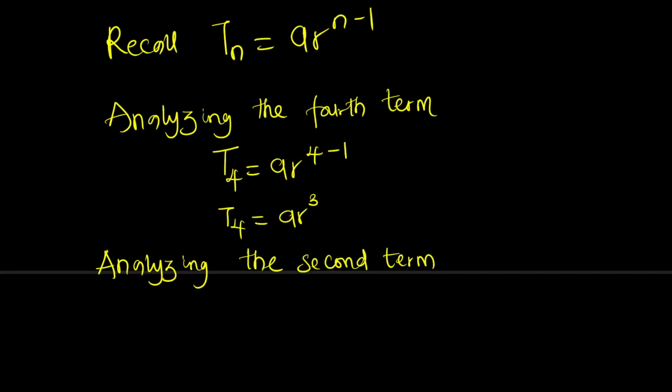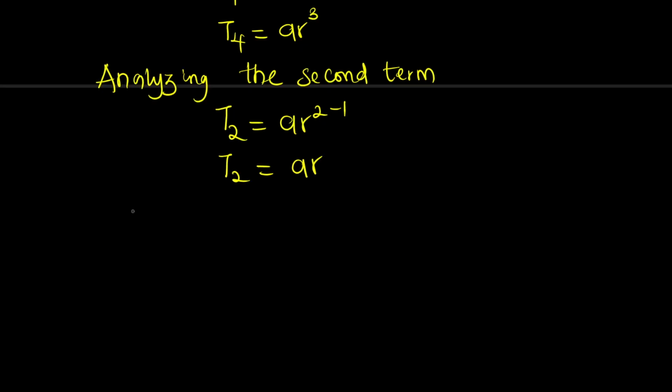Also, we are going to have that our T2 will be equal to AR raised to the power of 2 minus 1. Here we can conclude that our T2 is equal to AR raised to the power of 1, which is the same thing as AR. Hence, we can say from our fourth term that AR raised to the power of 3 is equal to 54. And from our second term, we can say that AR is equal to 6.